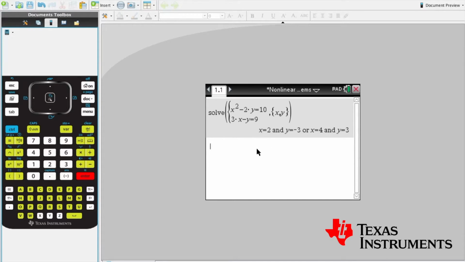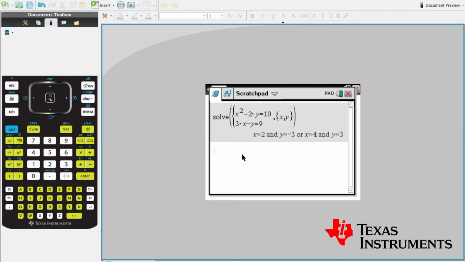It's just that simple. So we have our first point, which is going to be (2, -3), and we have our second point, (4, 3). And that's it. It's just that fast. Because of TI's CAS technology, which stands for Computer Algebra System, we were able to get our points of intersection from these two functions using the CAS technology in our TI-Nspire CX CAS.